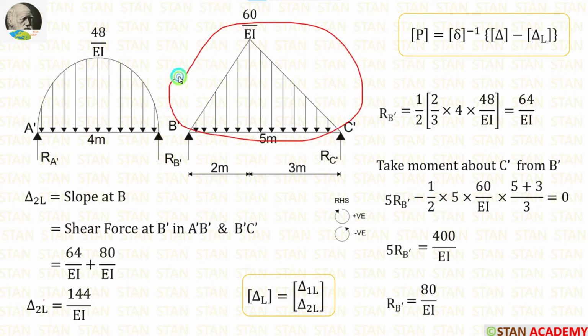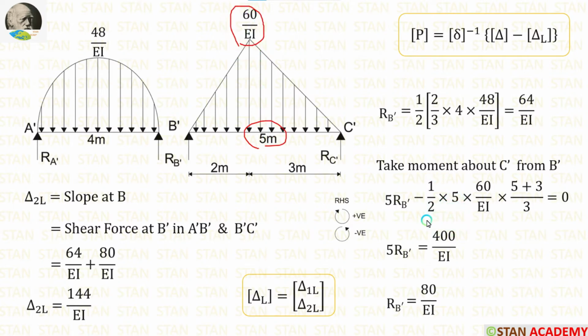For this UVL loading, we have to multiply the area with the centroid distance. The area formula for the triangle is half into breadth into height. Here the breadth is 5, height is 60 upon EI. So the area is half into 5 into 60 upon EI.